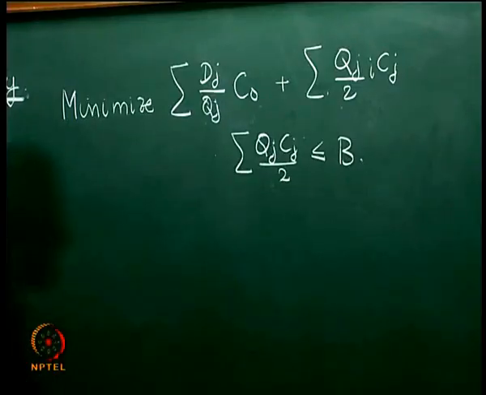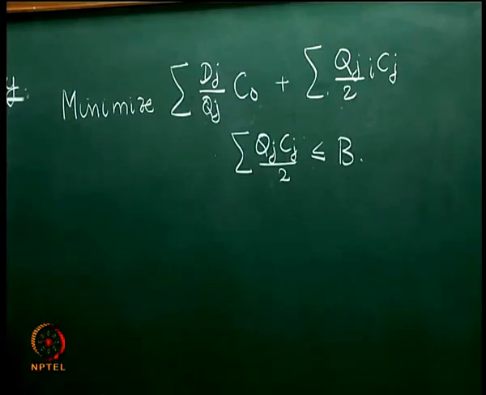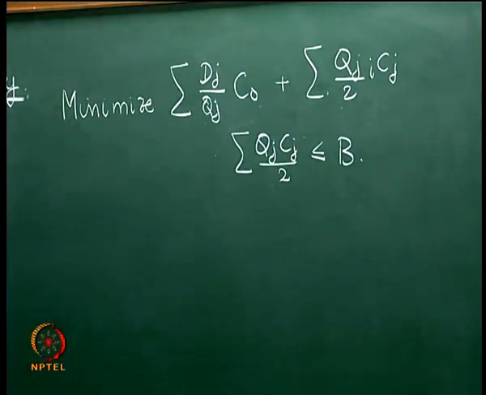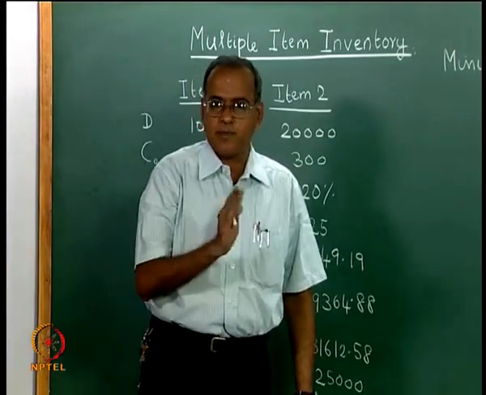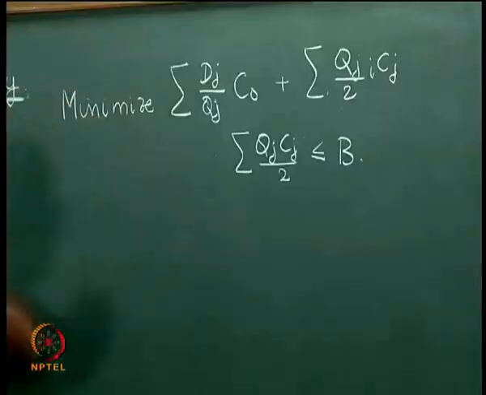Now, the first thing we need to do is to solve this problem as an unconstrained problem, and if it so happens that the solution to the unconstrained problem satisfies this constraint, then it is optimal to the constrained problem. So, we follow the same approach and try to solve this unconstrained problem.